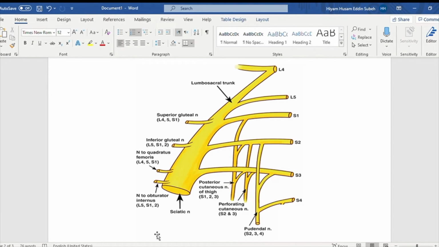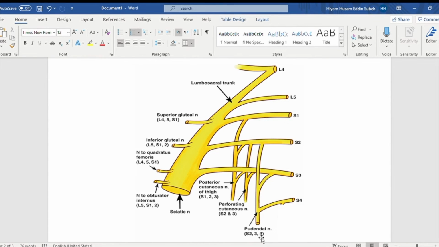If you move down to the posterior cutaneous nerve, you're going to see that the L5 of the inferior gluteal nerve has become an S1, the S1 has become an S2, and the S2 has become an S3. Same thing, if you move to the pudendal nerve, you're going to realize that the S1 of the posterior cutaneous nerve has become an S2, the S2 has become an S3, and the S3 has become an S4. So in this way, you can remember the nerve roots of the major nerves of the sacral plexus.